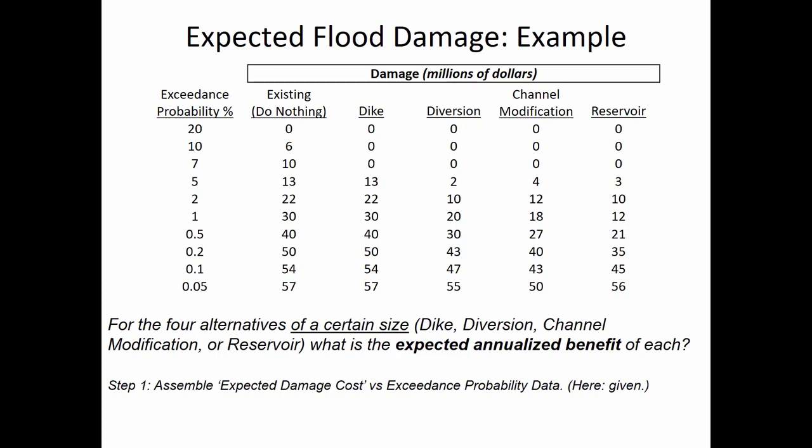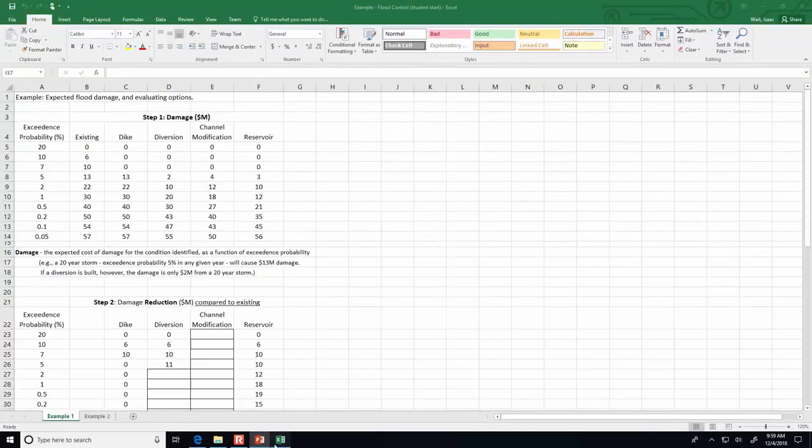You'd have to essentially evaluate all of them to generate this data, and so it would not be negligible to prepare this table. But once you have it, what you can do is calculate the damage reduction versus this do-nothing existing alternative. So we're going to find out how much damage is avoided versus the exceedance probability. So let's actually do that.